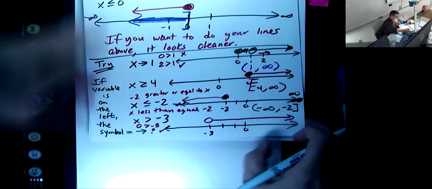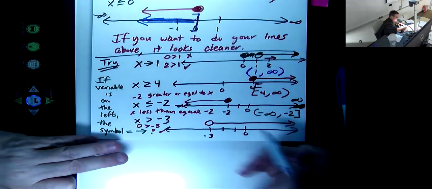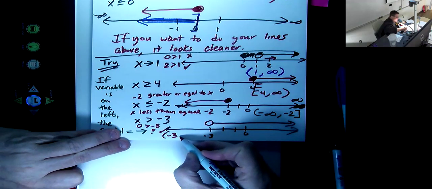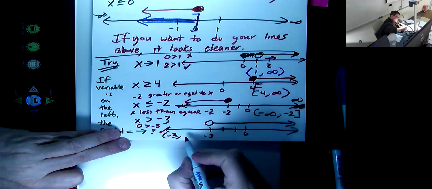For interval notation, we start at -3. We have parentheses because it was a hollow point. And it goes up to infinity.